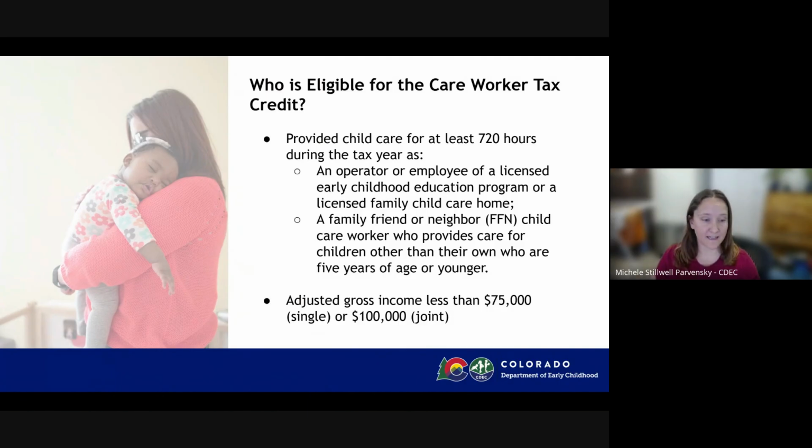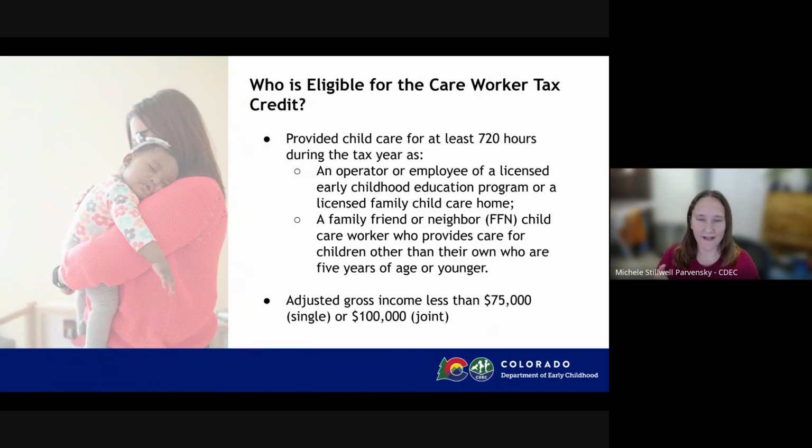And then there is an income limit, which is adjusted gross income needs to be less than $75,000 a year if you're filing as a single filer, $100,000 a year if you're filing as a joint filer.